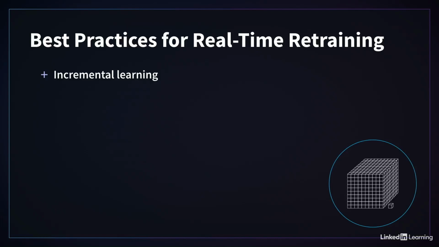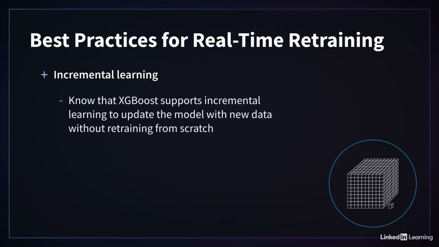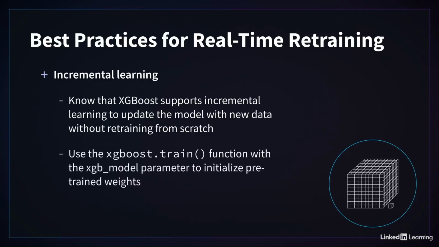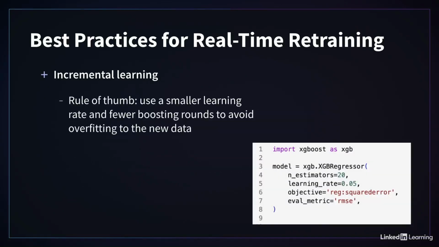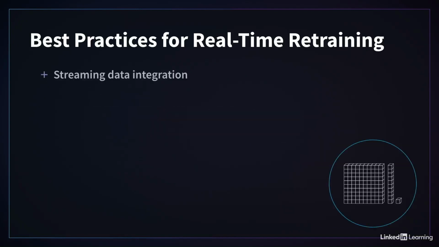For this, we can utilize a process often called incremental learning or continued training. Tools like XGBoost allow updating the model with new data without starting from scratch. But figuring this out takes some time because it's very easy to build models this way that overfit. A good rule of thumb, especially when using XGBoost, is to use a smaller learning rate and fewer boosting rounds to avoid this overfitting.